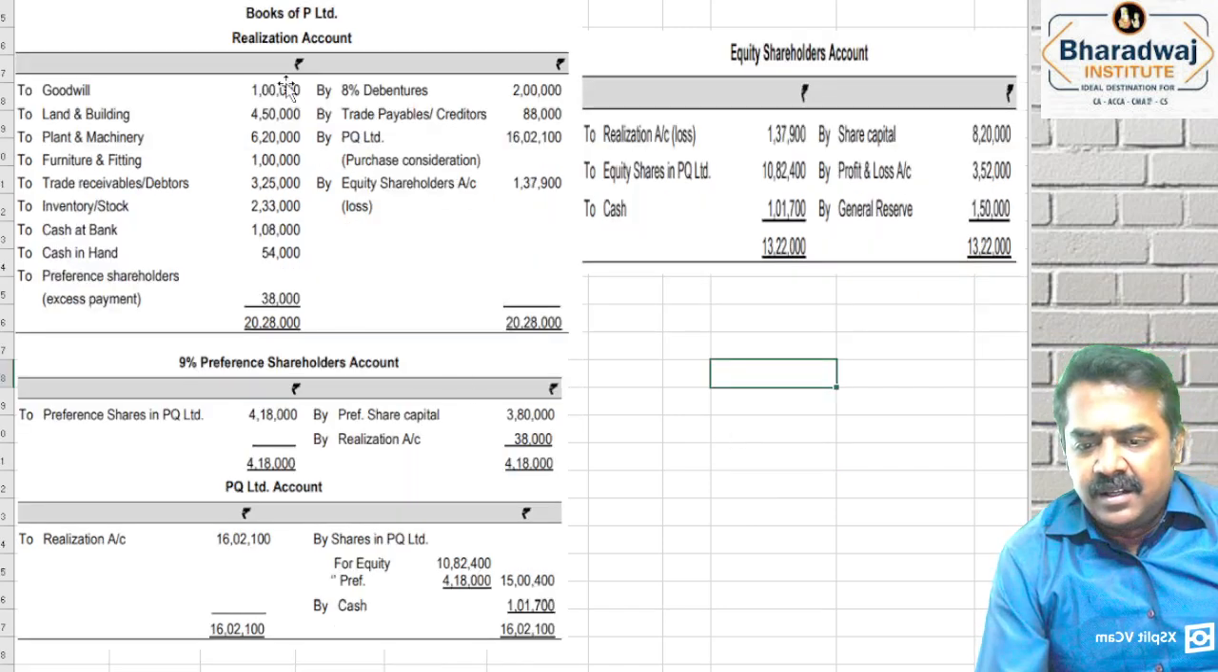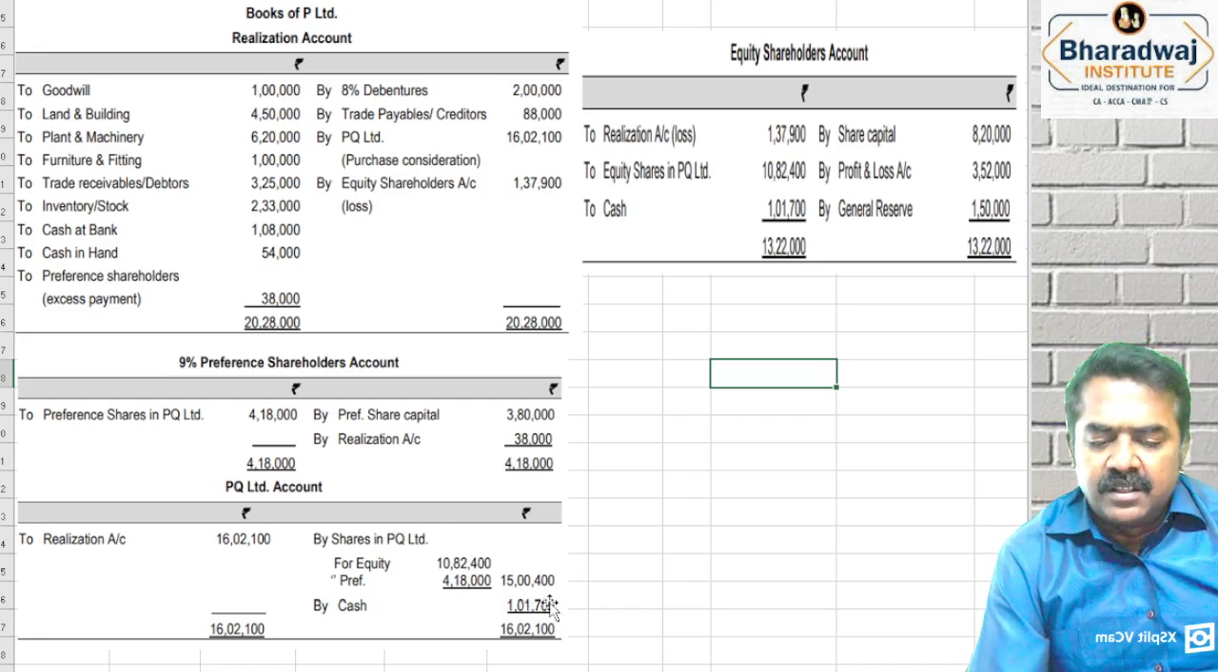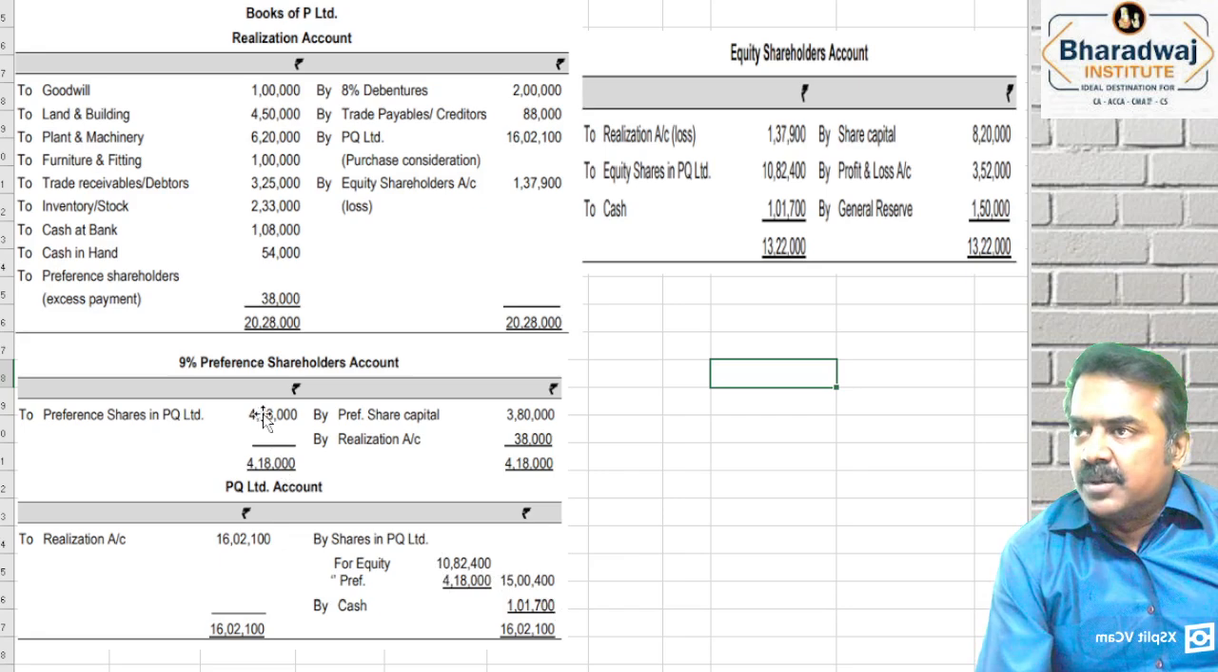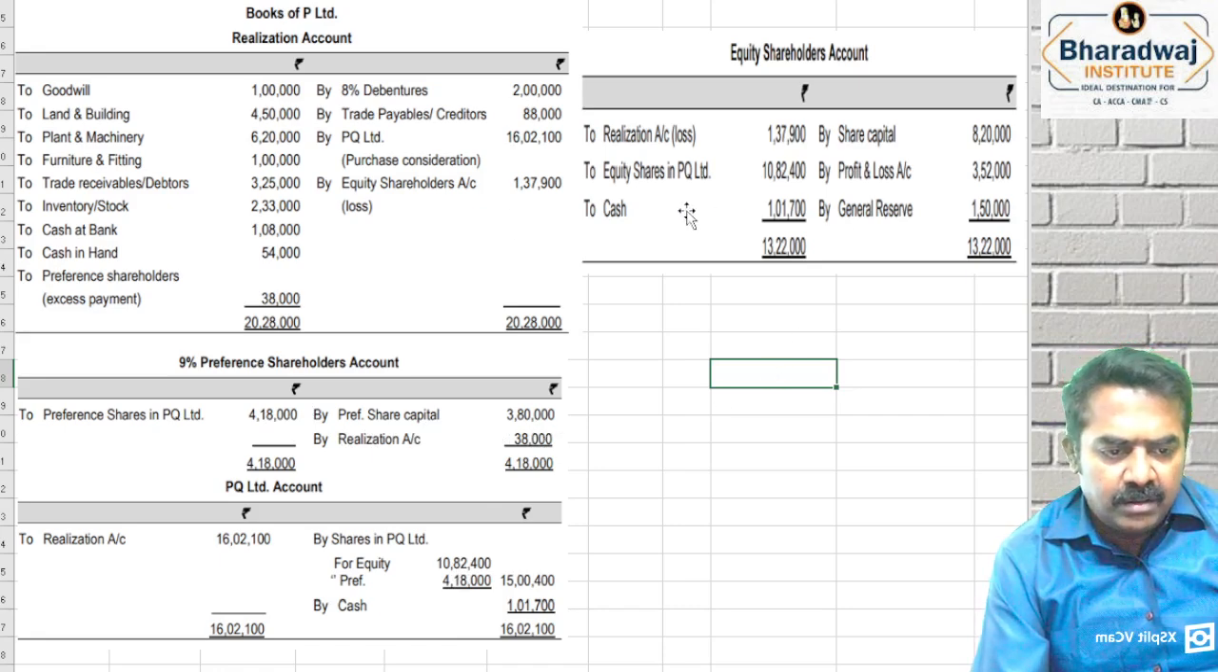The selling company. Same order: transfer assets, all assets taken over. Transfer liabilities, debentures and trade payable. Consideration due from PQ Limited is transferred to realization. Then both preference shares and equity shares are given as consideration, and cash also we received. This preference shares receipt is given to preference shareholders. Look at the preference share capital, 3,80,000, but we give 4,18,000. The balancing figure is transferred to the realization account. Then the realization loss is transferred to equity shareholders.